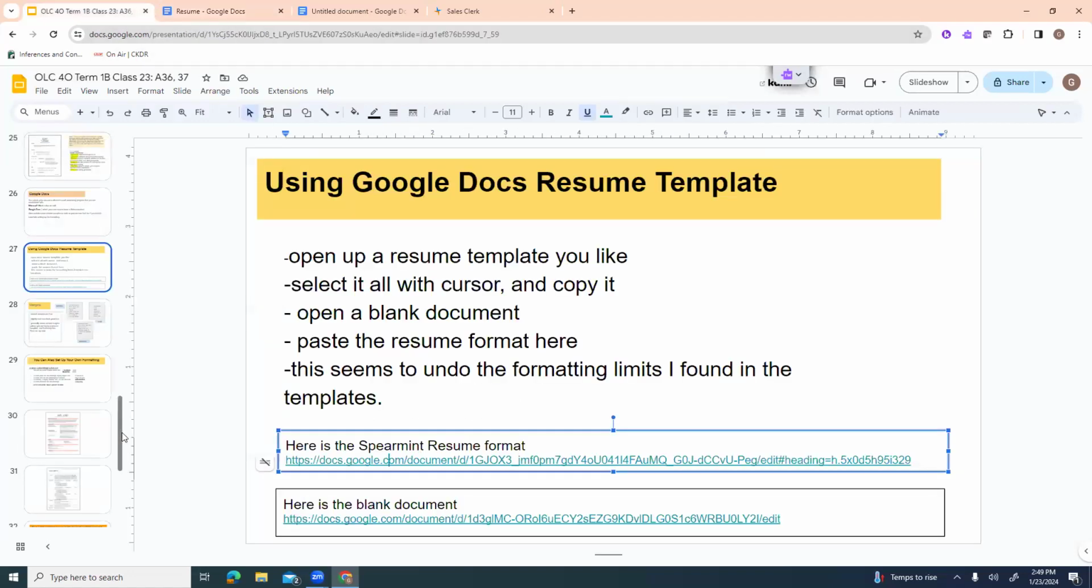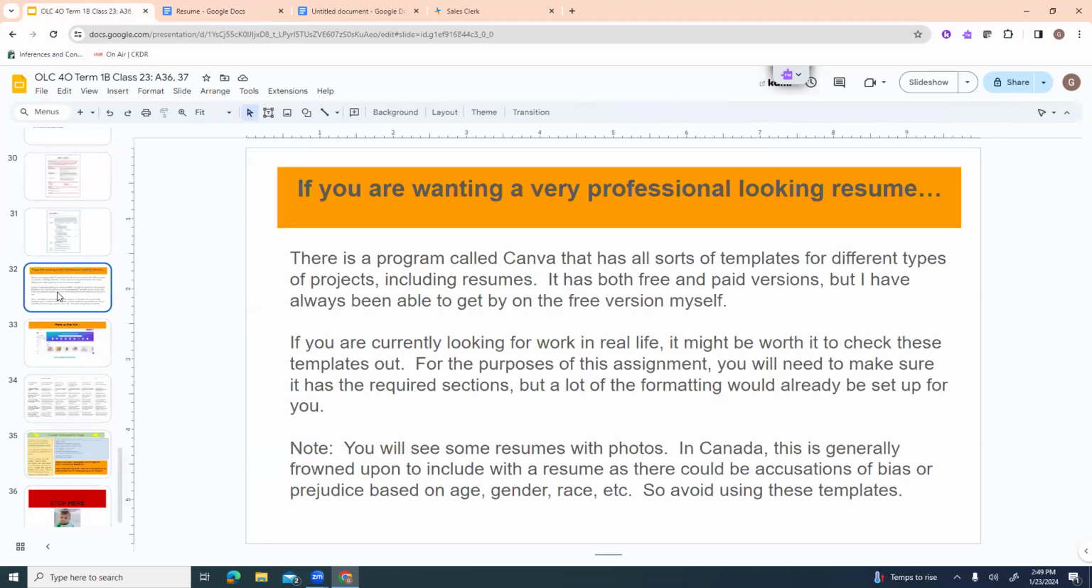Okay, I just want to quickly mention there is a program called Canva that has all sorts of templates for different types of projects, including resumes. It has both free and paid versions. I've used it for all sorts of things, including my resume, and I've always been able to get by just fine with the free version. If you are currently looking for work for real, I would definitely check these templates out. For the purposes of the assignment, you may need to make sure that it has the required sections, but a lot of the formatting would already be set up for you.